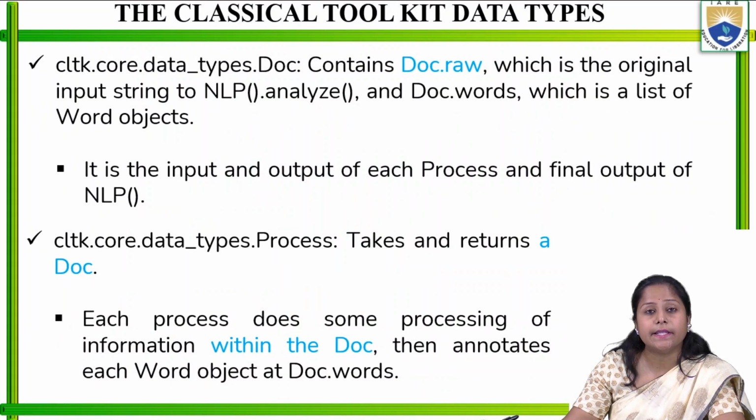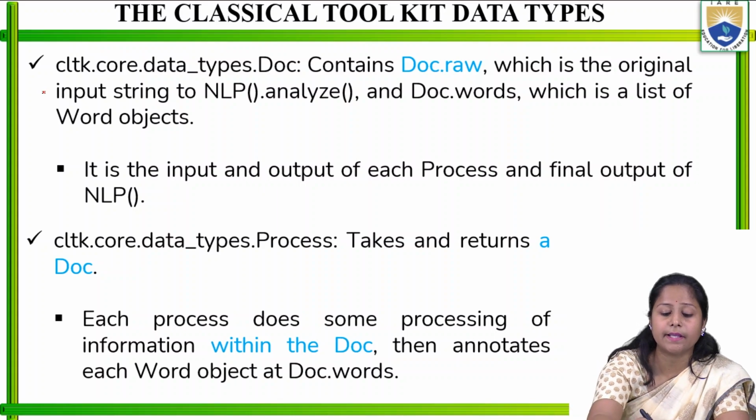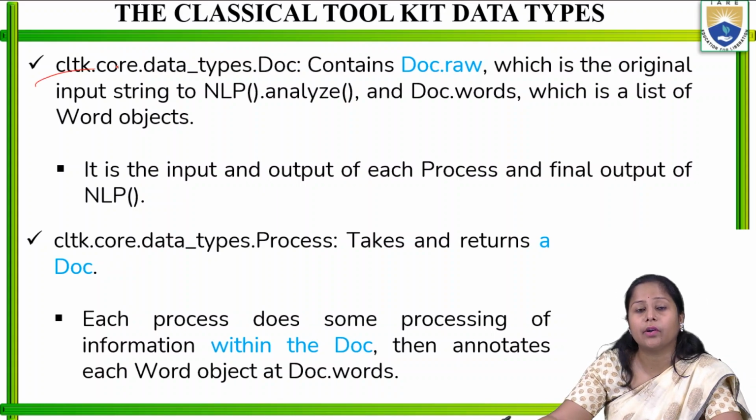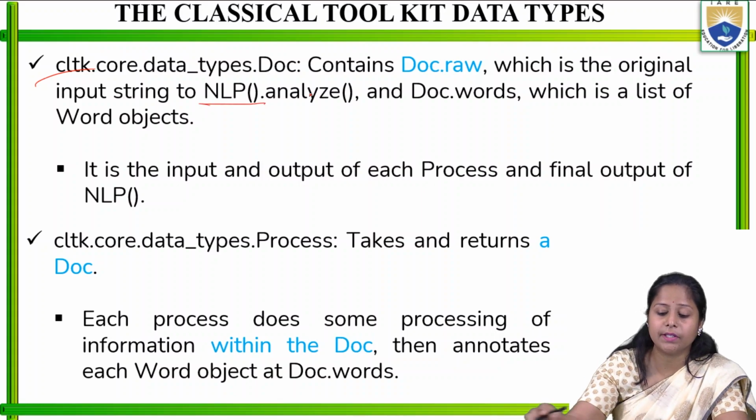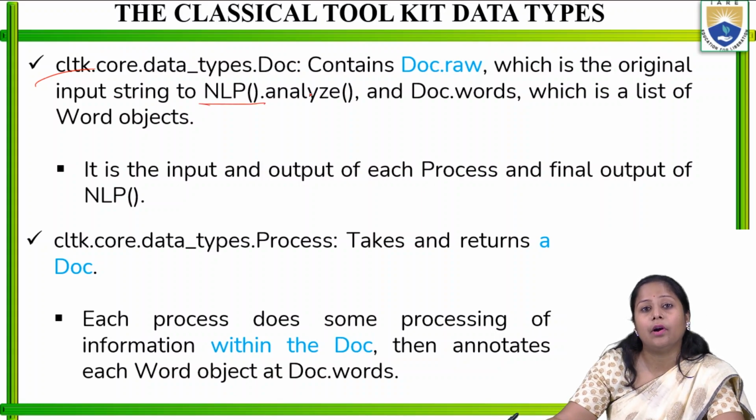Next data type is cltk.core.data_types.Doc, the document. That contains doc.raw, the raw corpus, which is the original input string to the NLP function's analyze function, and doc.words. So that is the original input string that will be taken by these functions, which is a list of word objects. So it is an input and output of each process and the final output for the NLP function.